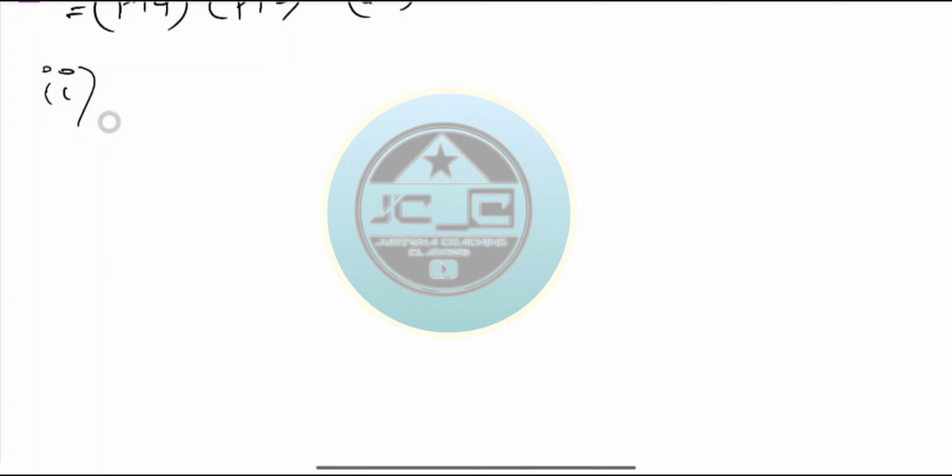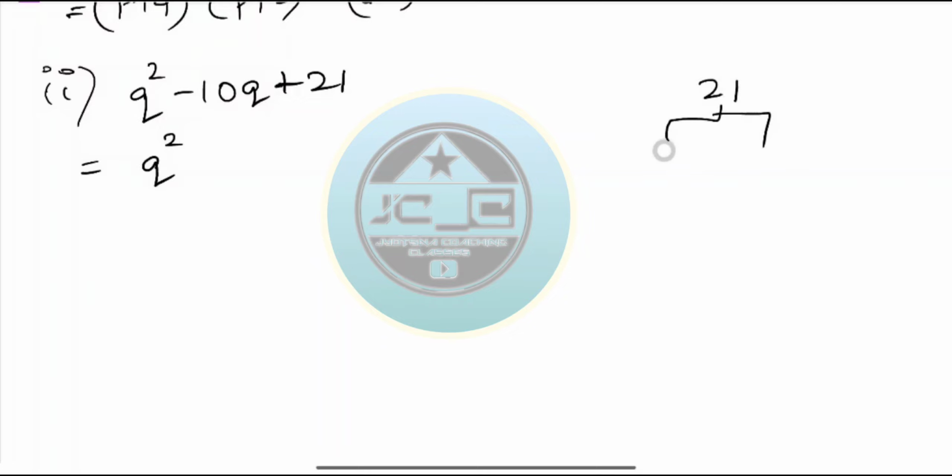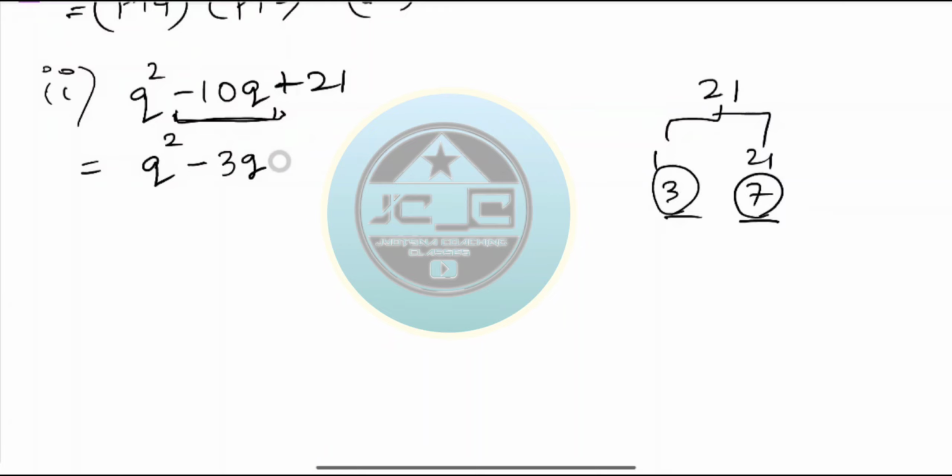We have q square minus 10q plus 21. Now look at that, 21, the factors are 1 and 21 and 3 into 7. So the only option we are left with is 3 and 7. Since you have a negative sum, you have to put minus 3q and minus 7q. Minus 3 minus 7 is minus 10, plus 21.